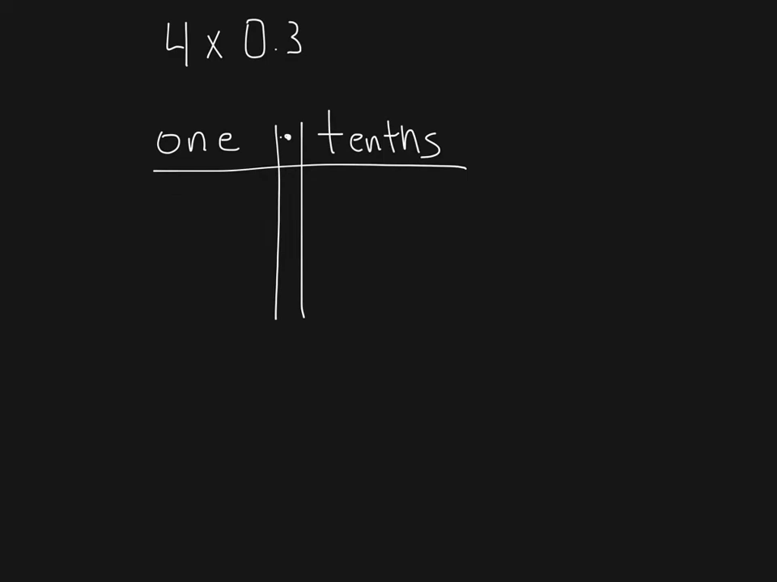Okay, let's see what happens when we have 4 times 3/10. I'm going to make 4 copies of 3 this time, or 4 sets of 3. And what I notice now is that I have more than 10 tenths. So I'm going to do some regrouping. I'm going to take 10 of those tenths, and I'm going to move them over to the ones place to make 1.